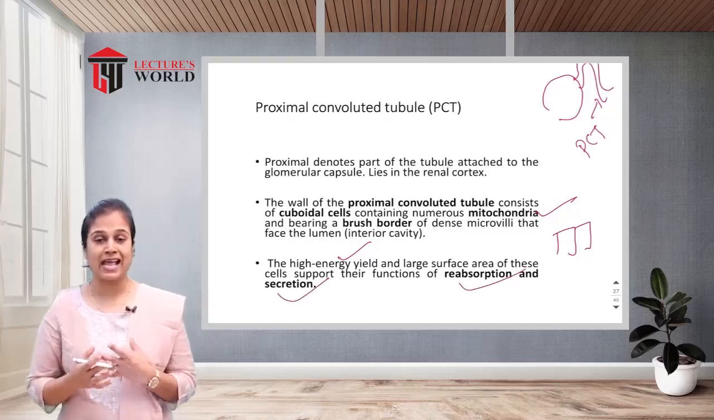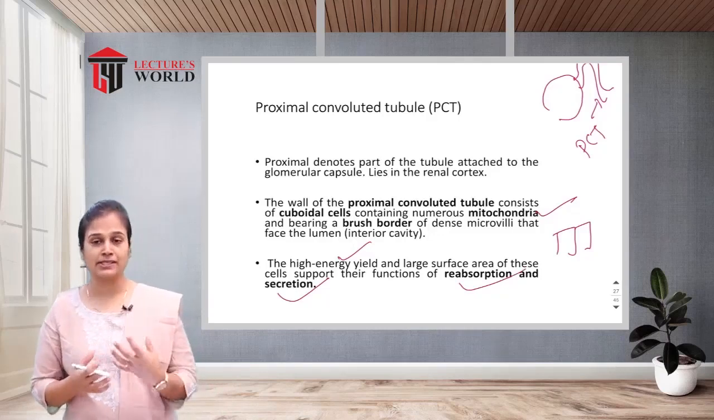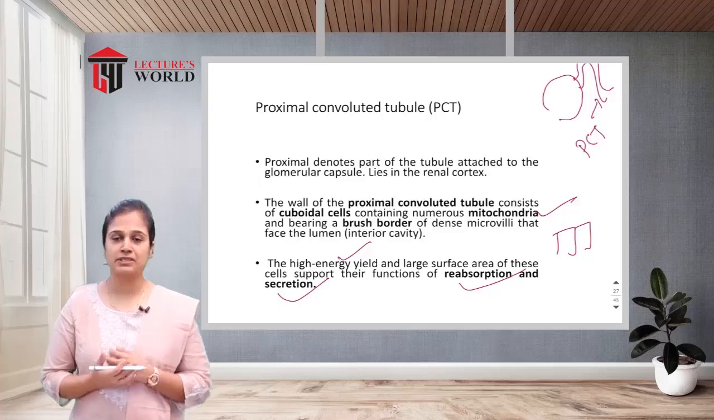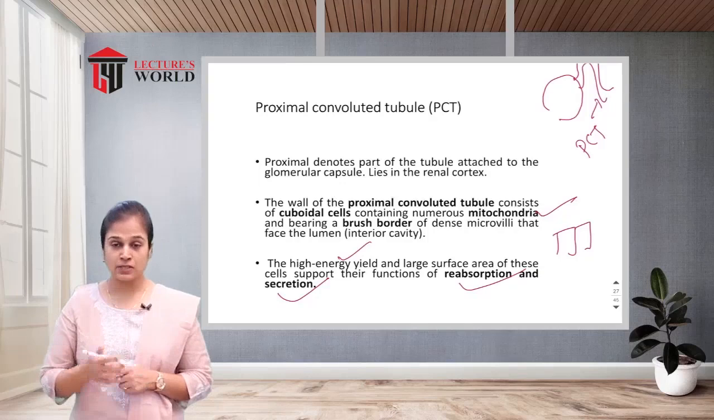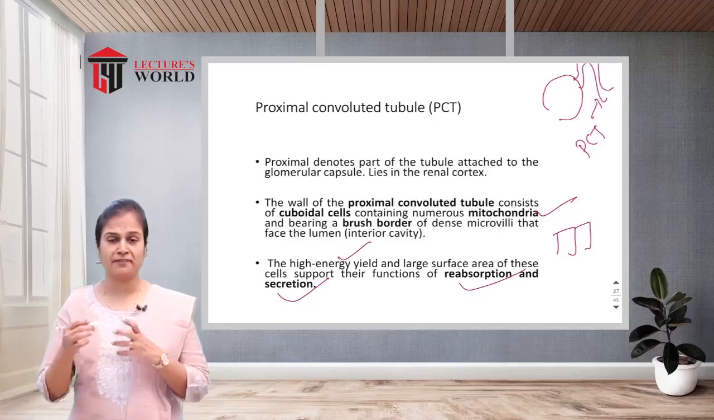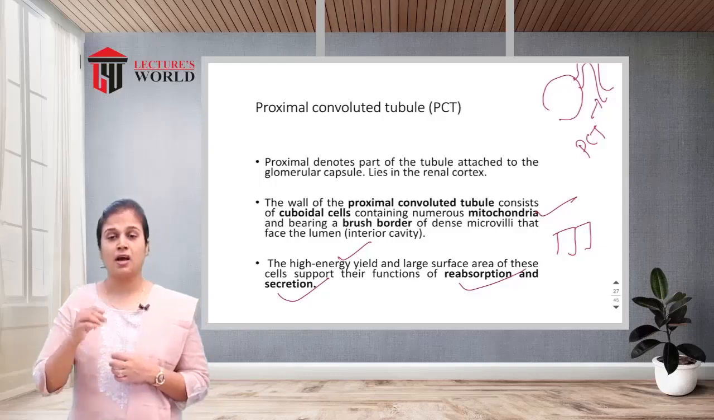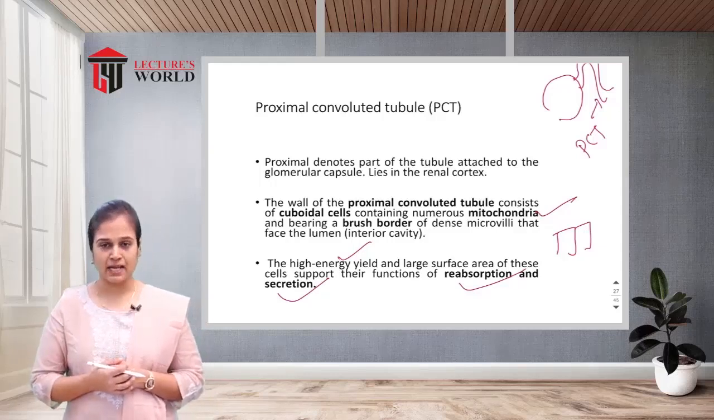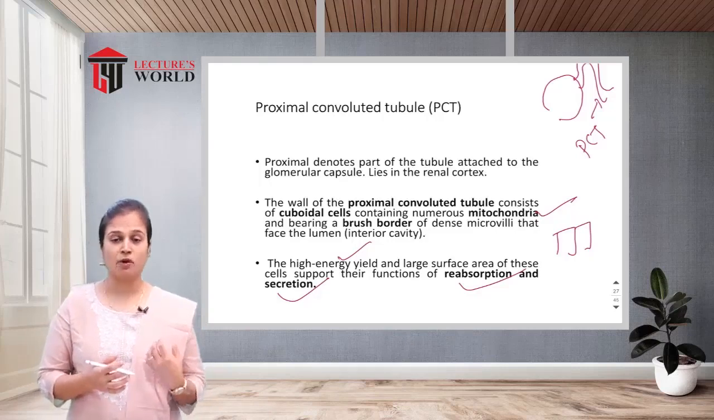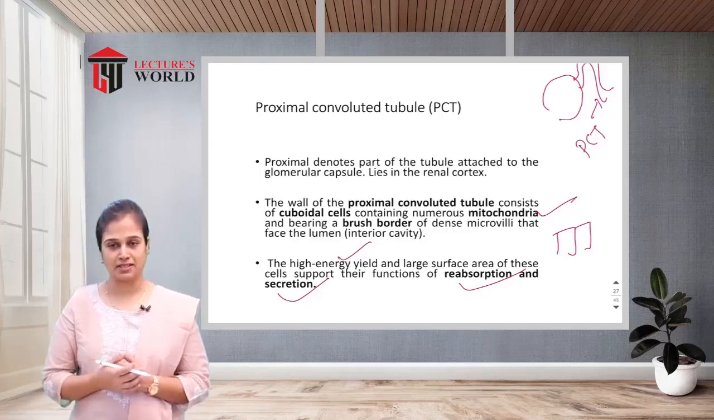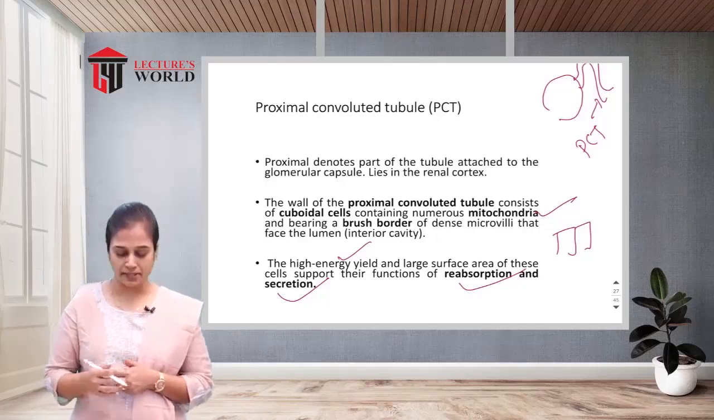The PCT has cuboidal cells, and the cuboidal cells contain numerous mitochondria and a brush border. This brush border is made of dense microvilli, and as we know, microvilli give more surface area. Because of this more surface area, they can perform reabsorption and secretion, and the mitochondria provide high energy.